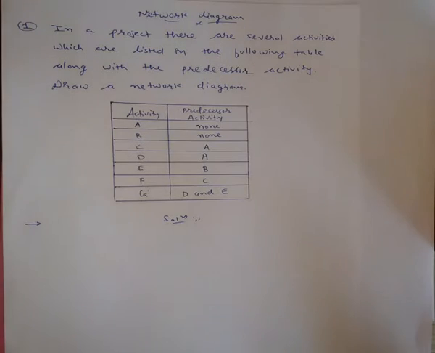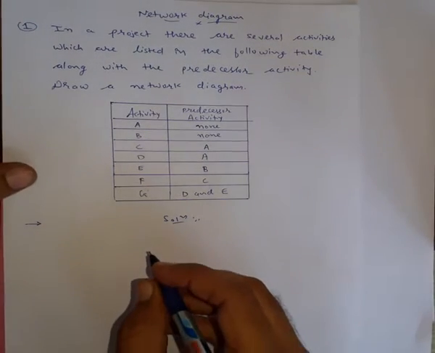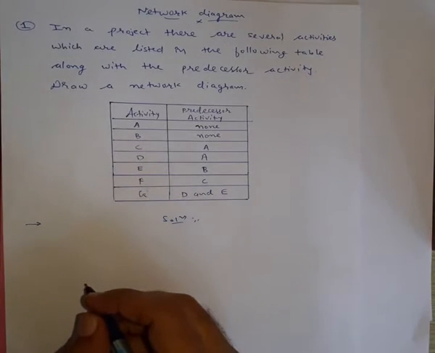So this table is given to you. There are activities A, B, C, D, E, F and G. So there are a total of 7 activities for which we will have to draw the network diagram, and at the same time, opposite to the activity, the predecessor activities are given. So what are predecessor activities? That we will see when we draw the diagram. So let us begin how to draw the network diagram for the given data. First of all, let us start drawing the network.